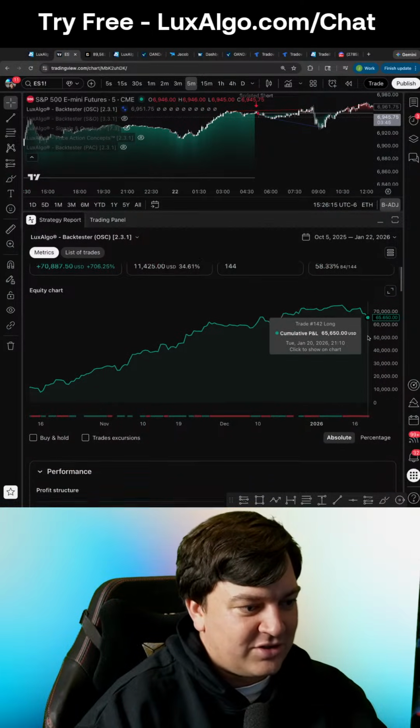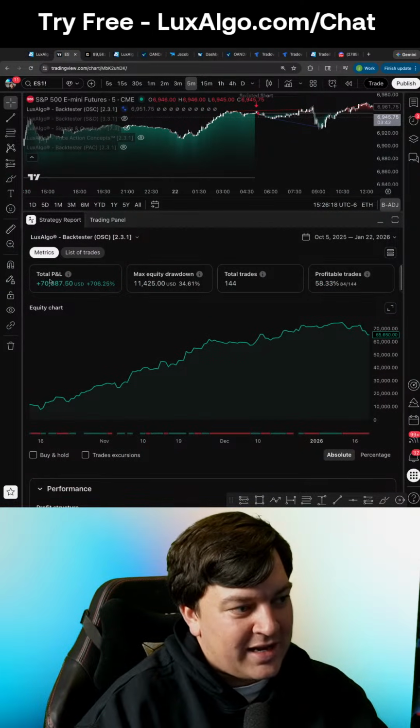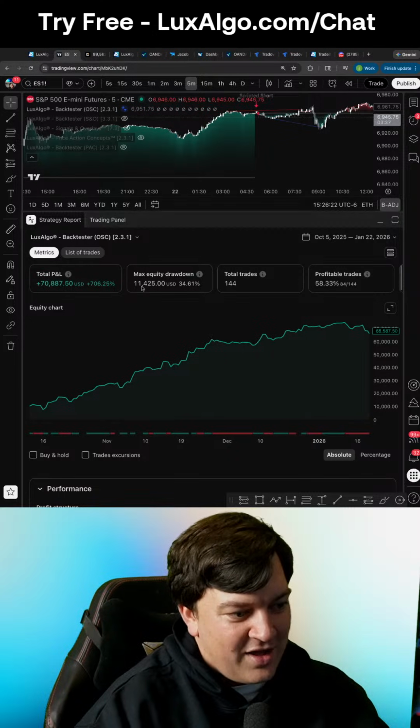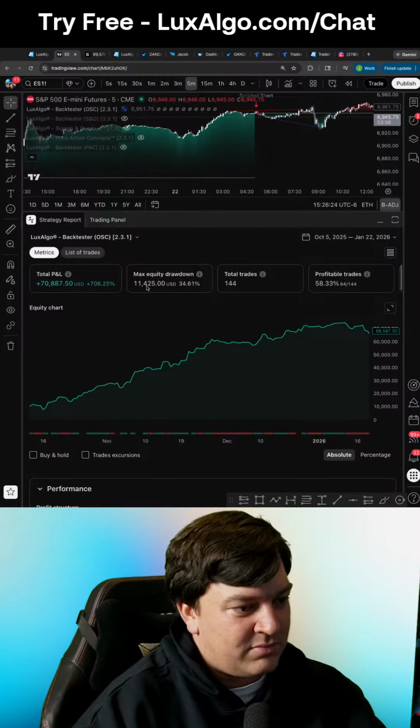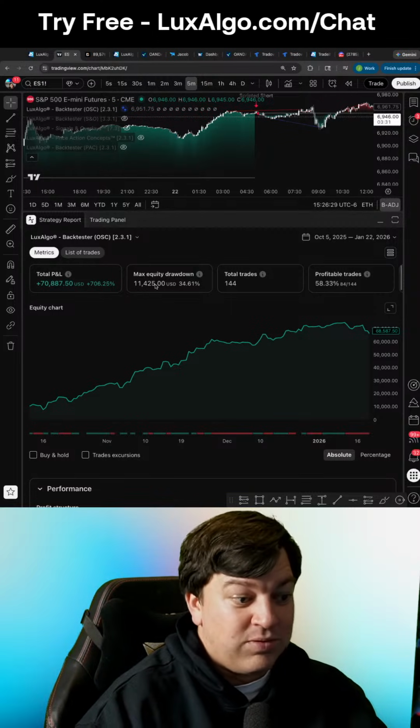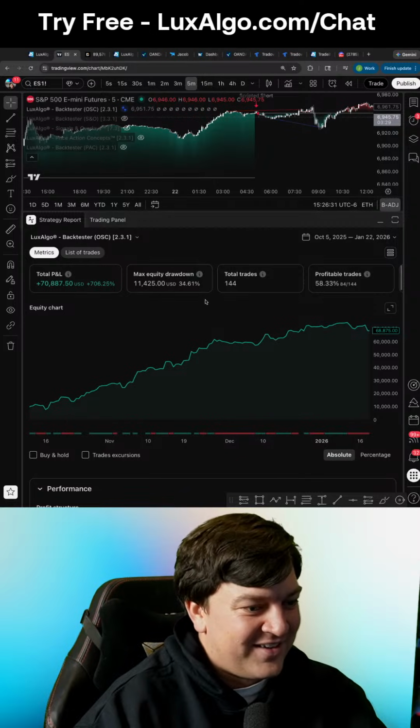So it did have a nice little jump here. If this was trading an ES contract, we're looking at roughly a 7K profit, and $1,042 or whatever on that drawdown. So really good drawdown. Really good drawdown.